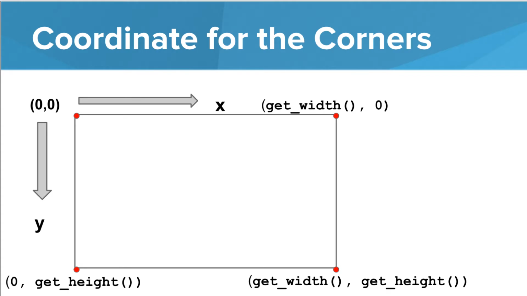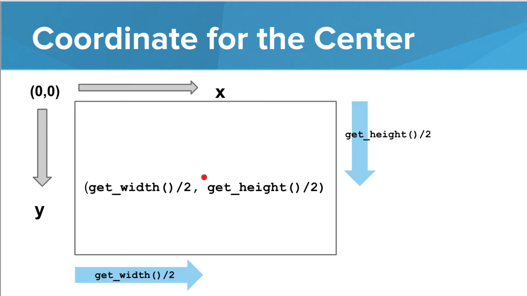Recall that the top left is our 0, 0 coordinate. The bottom right can be represented by getWidth, getHeight. Similarly, we can locate the other two corners. We can also locate the center of our canvas by taking half of the width and half of the height. Notice here that the center point is represented by getWidth divided by 2, getHeight divided by 2.